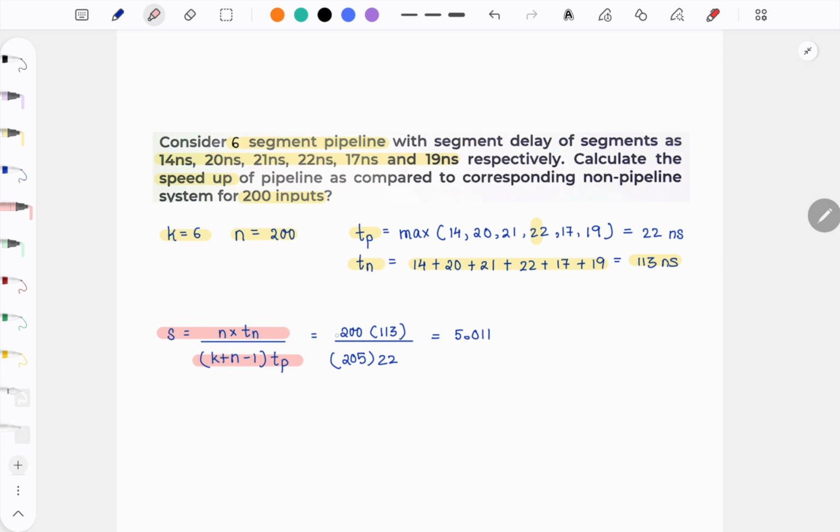We'll put the data: n is 200 and Tn is 113. 205 is coming from this calculation: k equals 6, n equals 200, and minus 1 will get it as 205, and for this Tp we'll put 22, which we have calculated here. The final answer will be 5.011.